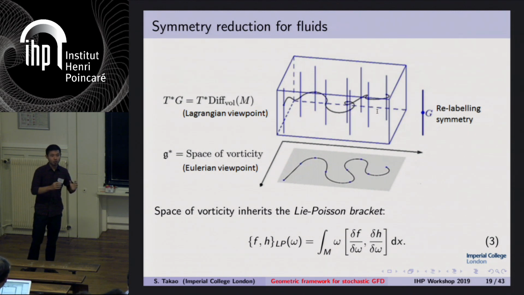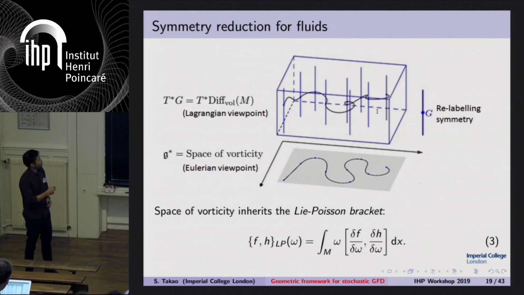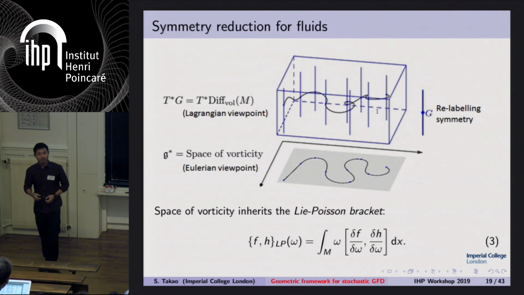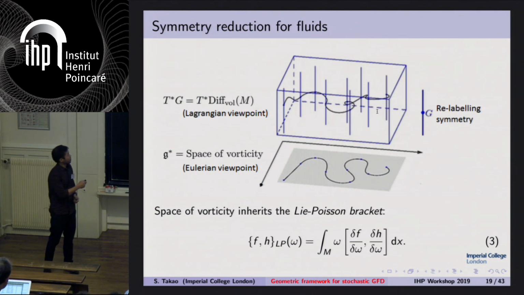So we hope to sort of squeeze out the symmetry in the Hamiltonian to obtain a generalized Hamiltonian system in this simpler space, which turns out to be the space of vorticity. And then by using something called a Lie-Poisson reduction, you can essentially get a Hamiltonian system in the reduced space, but it's a generalized Hamiltonian system, not the standard one.